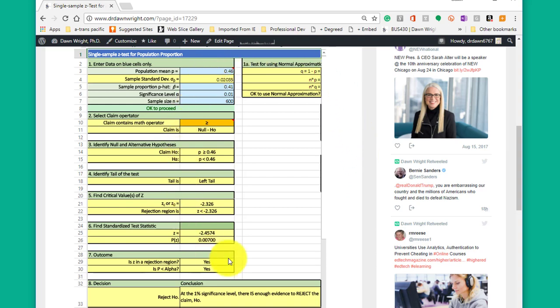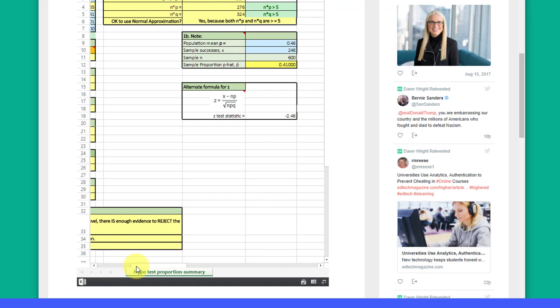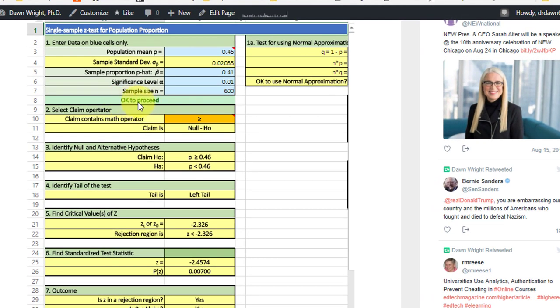Now you can do your work directly in this window that I have here. Or if you want, you can click down here and expand it into a full-size workbook. But for this problem, we're just going to work it directly in this window. And I would note that down at the bottom, there's a scroll bar. You can scroll over and you can see, because this is a test about a proportion, we're going to use the normal approximation if possible, which allows us to use the Z distribution. And we've got to check that n times p and n times q are both greater than 5. And here, once you enter your data, this calculator will automatically check that for you. And if it is okay to proceed, it'll be green, okay to proceed. If it's not okay to proceed, it will turn red.